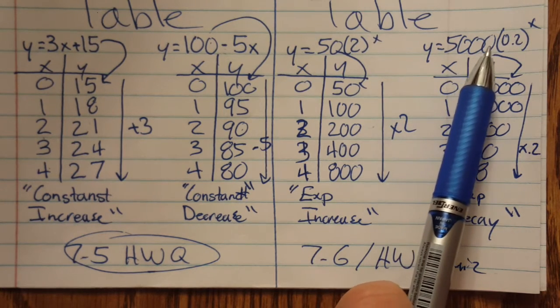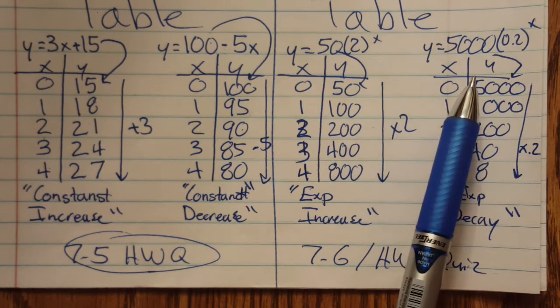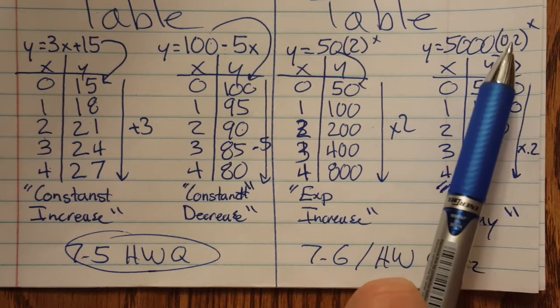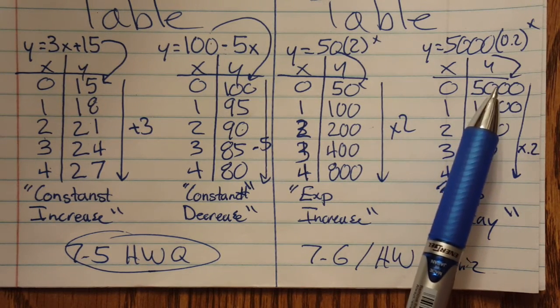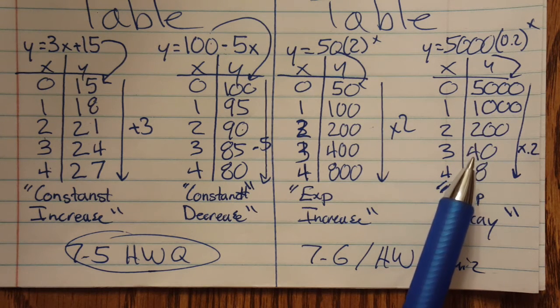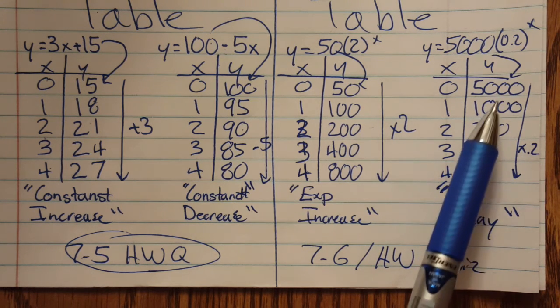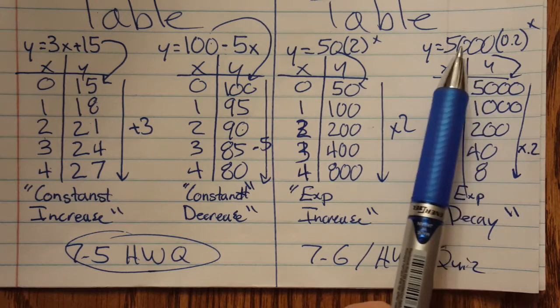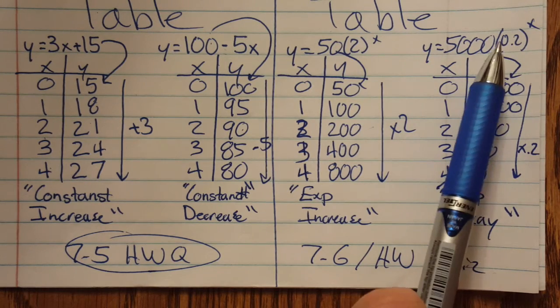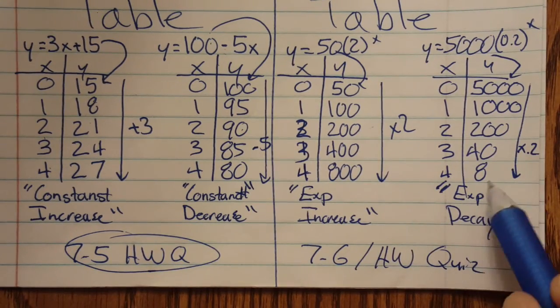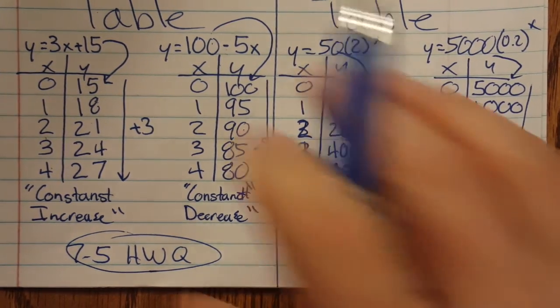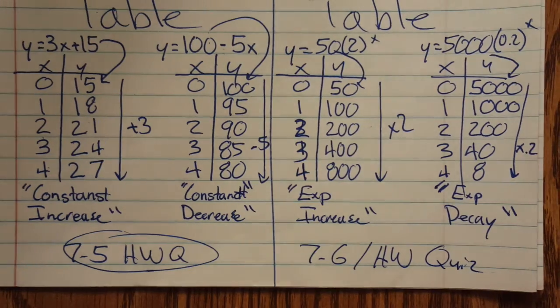Right here, starting at 5,000, taking it times 0.2, it's going to basically divide by 5. This is actually 1/5 as a fraction, which is the same thing as dividing by 5. So look what happens. Divide by 5, and we get all the way down to 8. So it shrinks very, very quickly. It decays very, very quickly. Again, 0.2 is going to make it get smaller, all the way down to 8. So that's exponential decay.